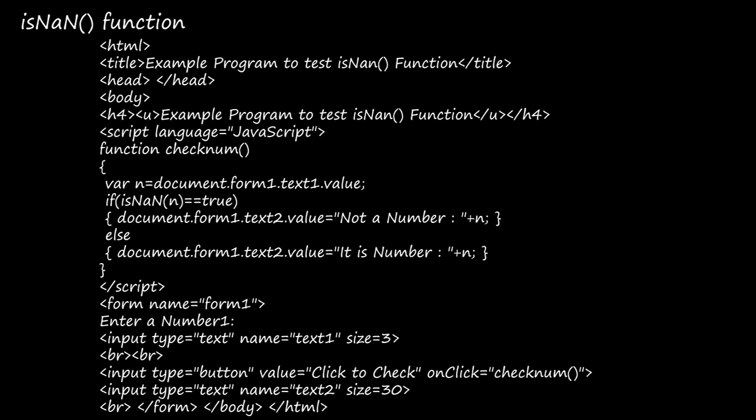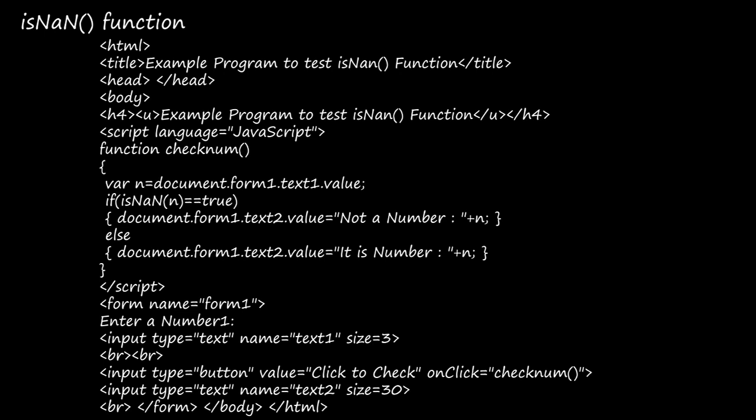Okay, and here we have seen that it has "Enter a number 1". So this will be displayed here, and after that we'll have a text box. In that text box we'll be entering the value, and that value will be considered as text1, and that text1 will be saved here as variable n, and for that value only this function will be considered, and this function will be executed. The isNaN function will be executed for this value.